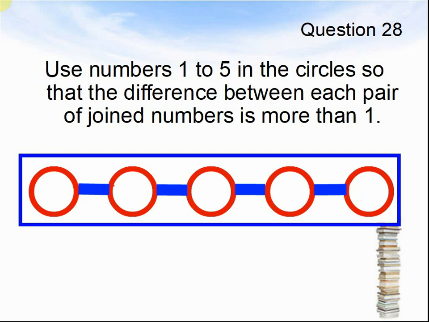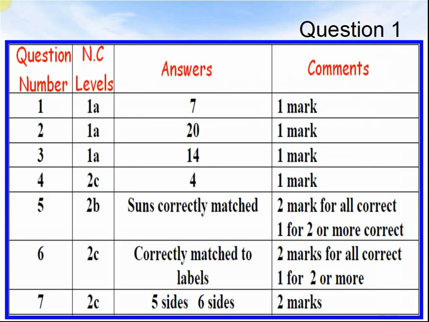Here come the answers. Question 1, the answer was 7. Question 2, the answer was 20. Question 3, the answer was 14. Question 4, the answer was 4. Question 5, the sums correctly matched. Question 6, correctly matched to the labels. Question 7, 5 sides, 6 sides.